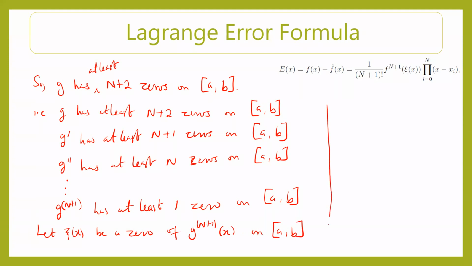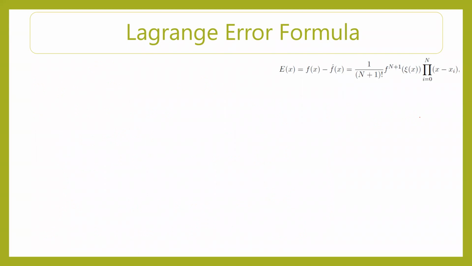What we are saying in essence is that G^(n+1)(ζ) is 0. Okay. Let's go back to G. So G initially was given to be this guy.